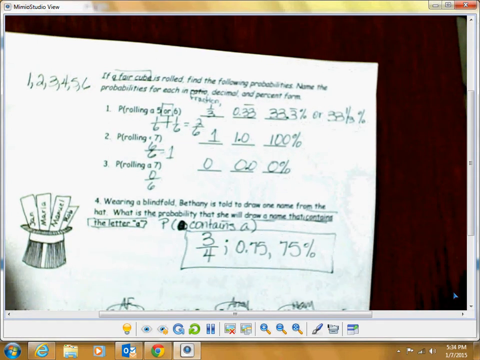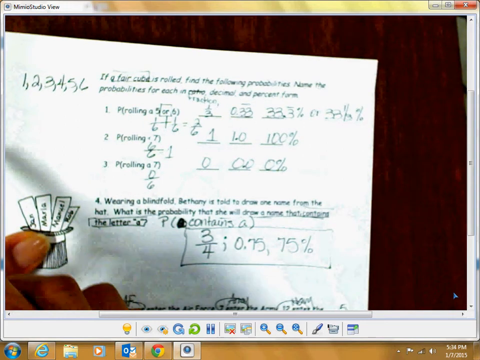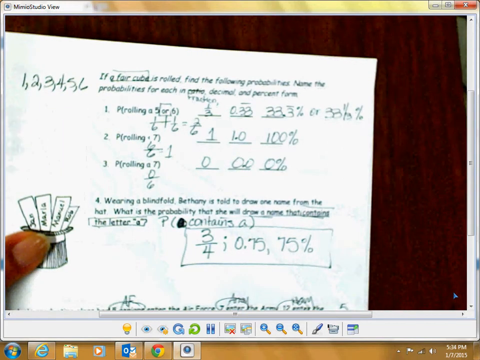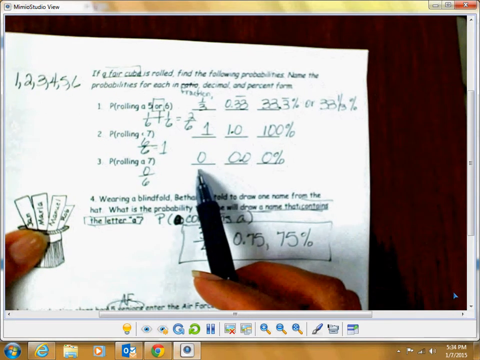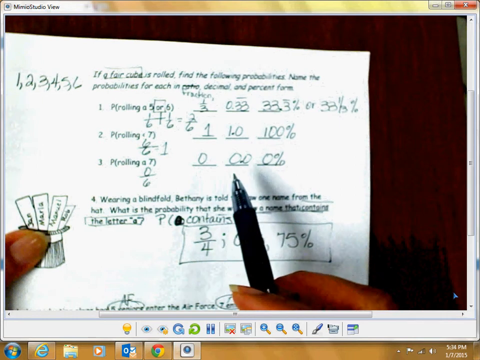Number 3, we had the probability of rolling a 7. Well, look at the list. There are no 7s in the list. So we've got 0 sevens out of these 6 numbers. So that's why we have a 0 probability. 0.00%.